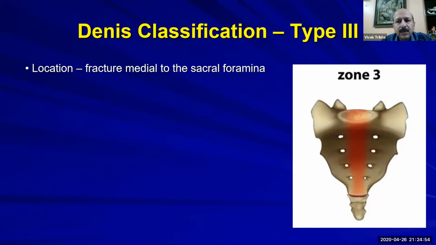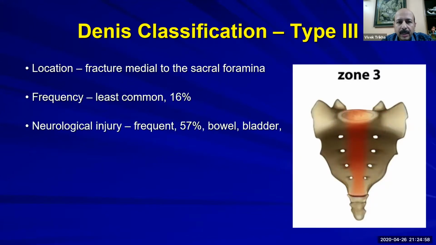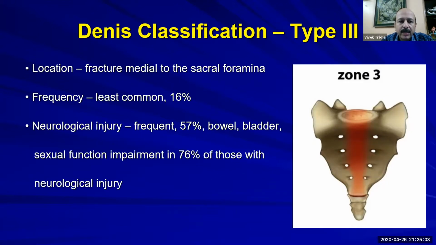And type 3 ones, which are medial to it, are the least common. But remember, neurological injuries can be there. And once you are fixing them, you might have some problems with the bladder functions as well. And we'll see subsequently how they are further subdivided by the Rao committee.